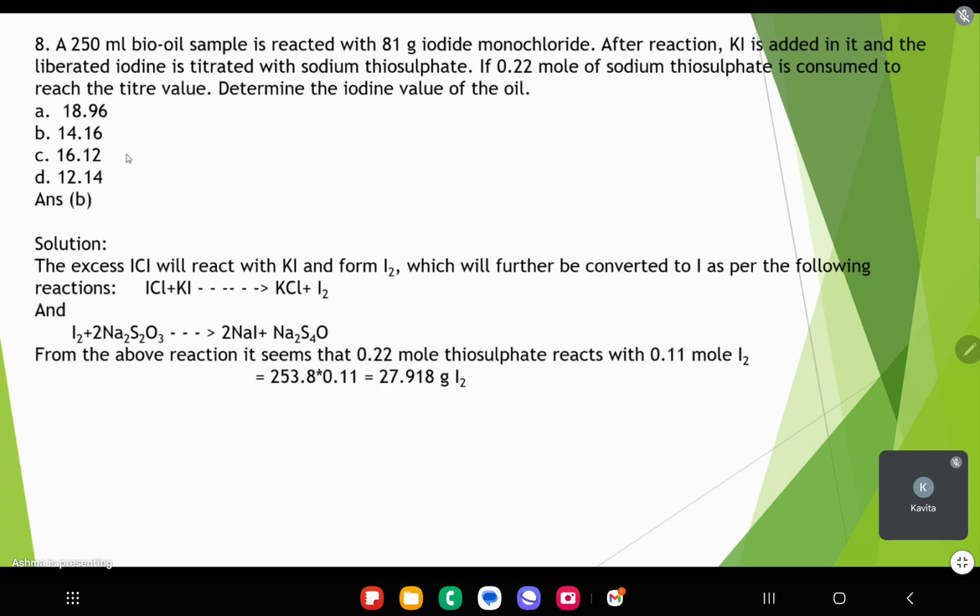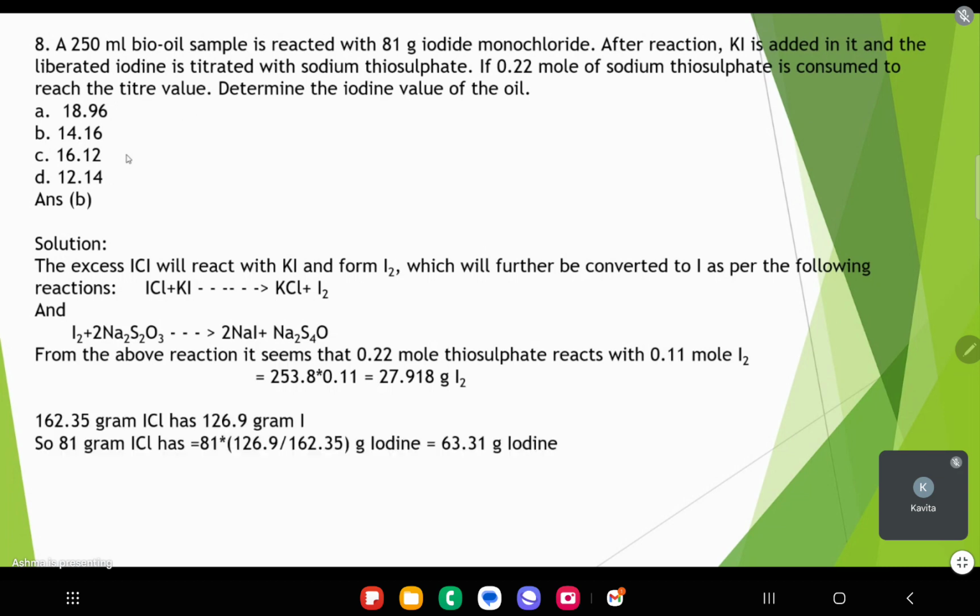So from the above reaction we can see that 1 mole of iodine reacts with 2 moles of sodium thiosulfate. So 0.22 moles of sodium thiosulfate will react with 0.11 moles of iodine. That will be 253.8 into 0.11, that will be 27.918 grams of iodine.